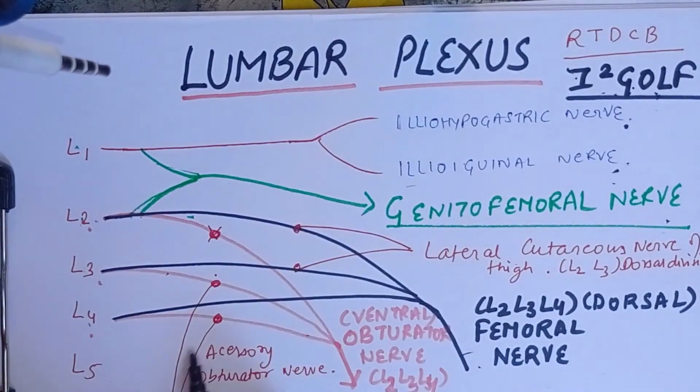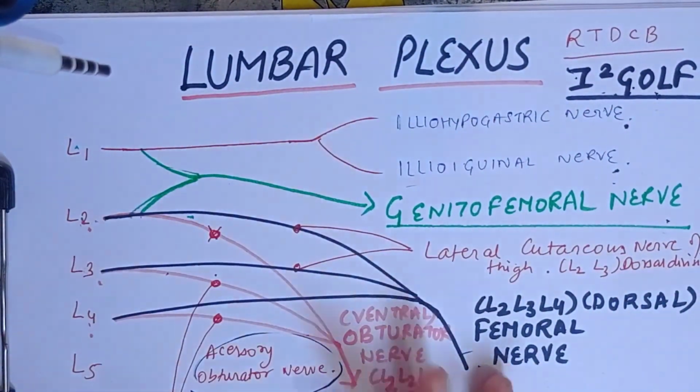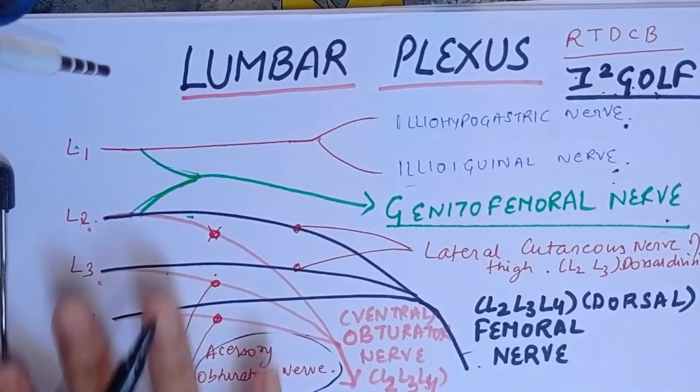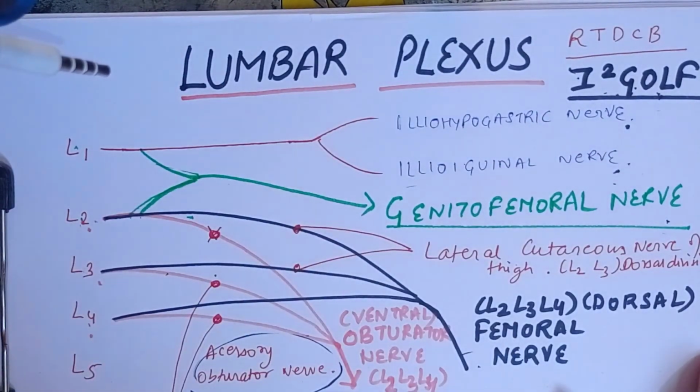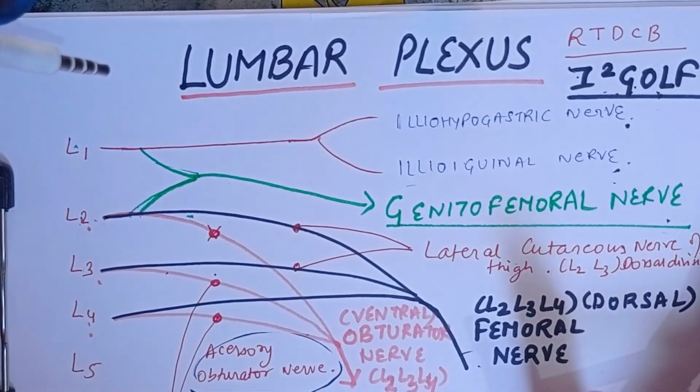Remember, I didn't talk about the accessory obturator nerve. It is often found in some individuals and sometimes it is not found. So this is how we make our lumbar plexus. I hope things are easier for you to understand now.